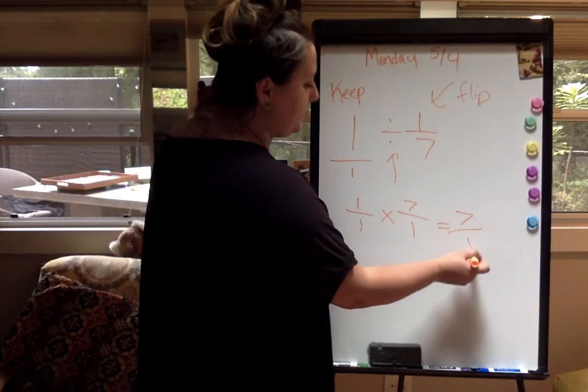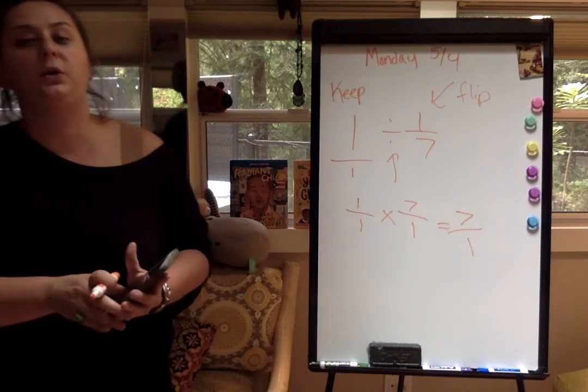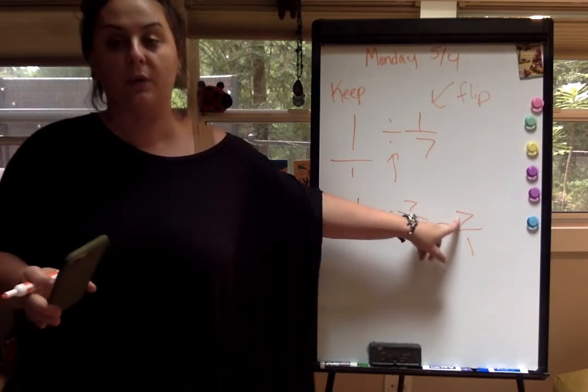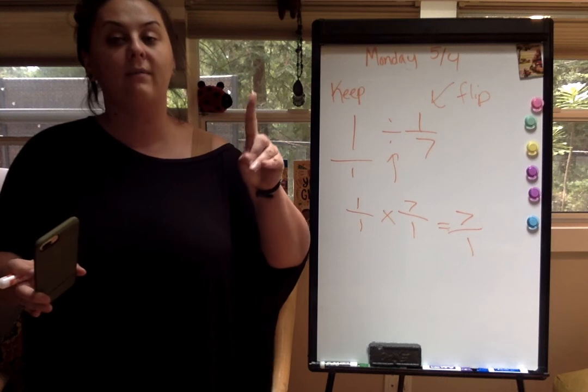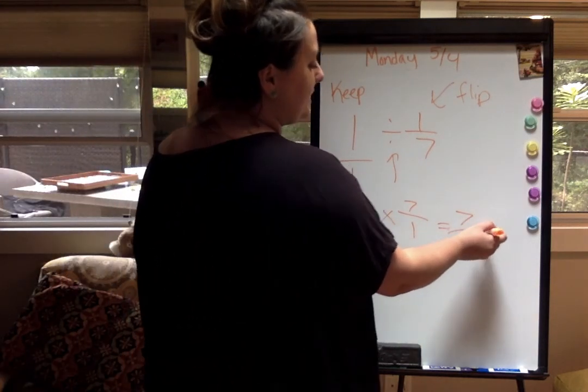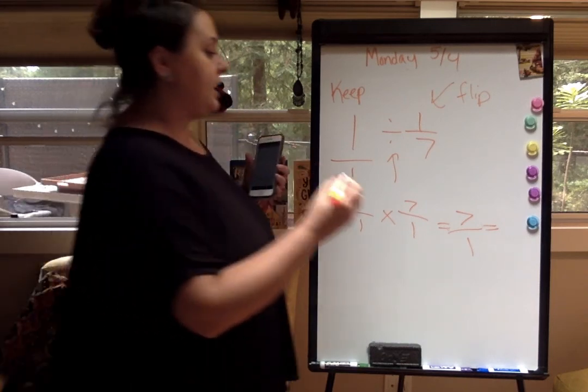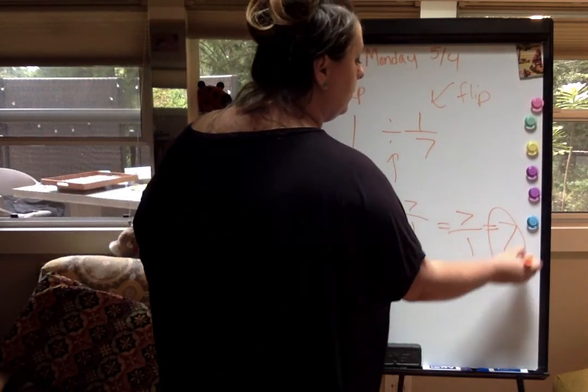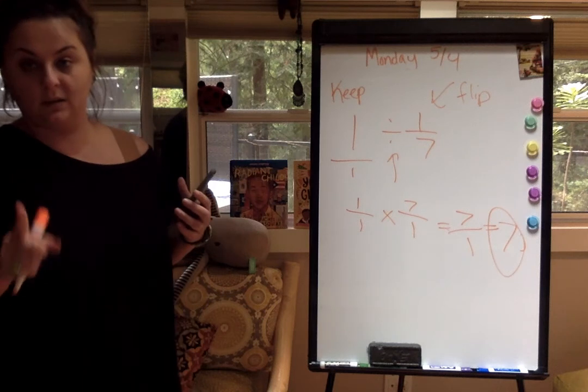And 1 times 1 is 1. Now, you know that when your numerator is bigger than your denominator, that means you have at least 1 whole in there. So ask yourself, how many times does 1 go into 7? 7 times. Big 7. Okay?